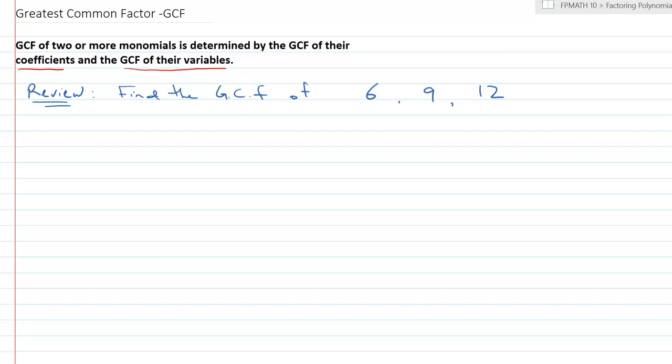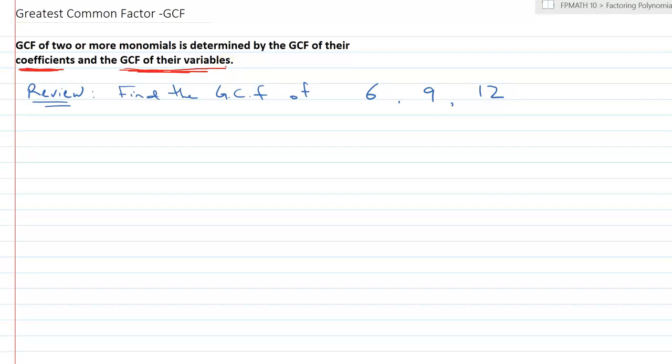Hello everyone. So we are going to work with greatest common factors for this lesson, and specifically in a polynomial or monomial setting. A review of GCF, greatest common factor, same as what you've done in grade 8 and 9, but in terms of polynomials and monomials. The GCF of two or more monomials, you find it by getting the GCF of the coefficients first, and then the greatest common factor of the variables, and then you put them together.